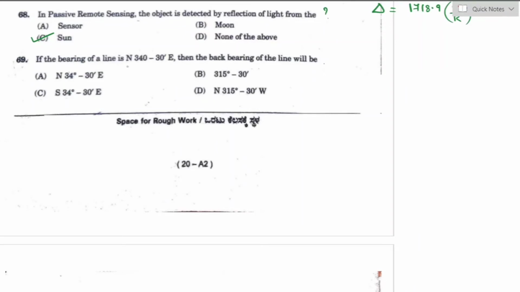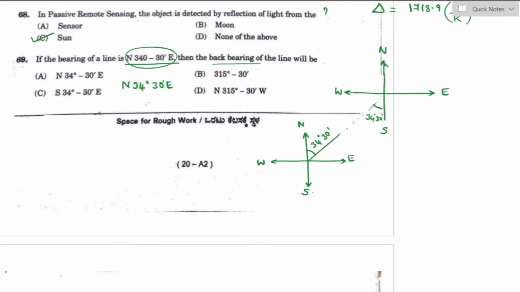Question number 69. If the bearing of the line is north 340 30 minutes east. In this question you can observe the bearing of the line is entered wrong. It should have been given as north 34 degree 30 minutes east. Then its back bearing of the line will be? So if the bearing of the line is given in the quadrantal system, just change the coordinates. Then to find its back bearing, just change the coordinates from north to south and south to north, east to west and west to east.